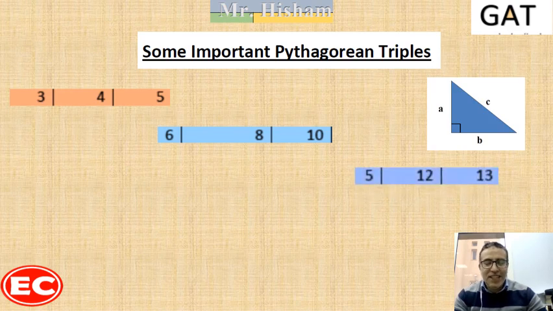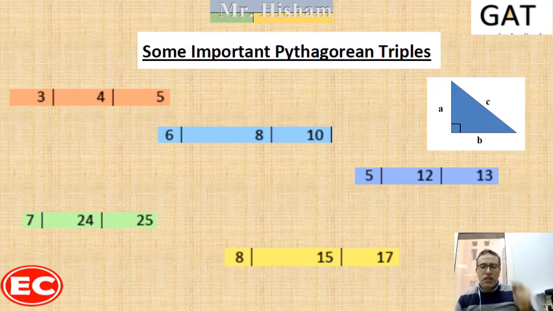And the third one is 5, 12, and 13. The fourth one is 7, 24, and 25. And the last one is 8, 15, and 17. My advice to you is to keep these values in mind, because they help if you are solving any exam on the geometry of the Pythagorean theorem without using a calculator.